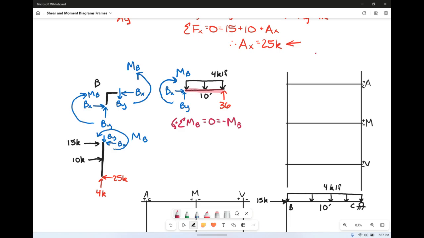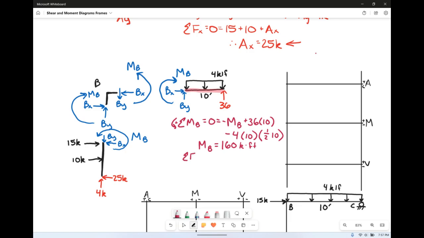Then we have our 36 kips. It's going to be going positive, so plus 36 times a distance of 10 feet. Then we have our 4 kips per linear foot going the wrong way, so minus 4 times its base of 10 times half that base to get over to B from the center. So that's going to give us a moment at B equal to 160 kip feet.